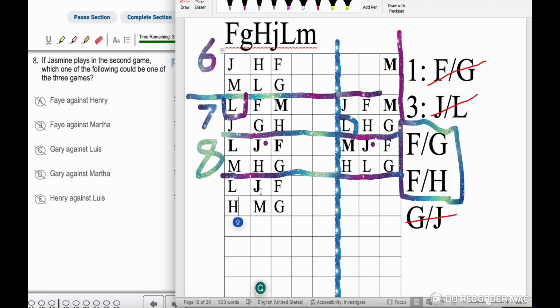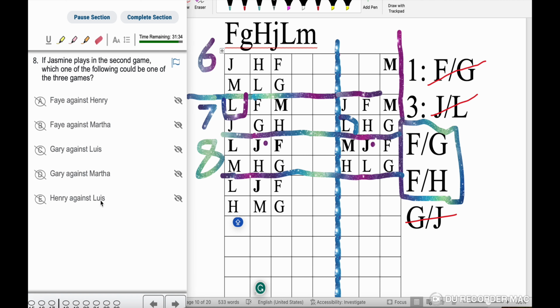Right now, I created another 3rd world, so I got 1, 2, 3 for question 8. I got J in the second position, F against G, J against M, and L against H. And all of these meet the condition, so let's go ahead and use this one. So for the second game, Jasmine plays F against H. We don't see F against M. We don't see G against L. We don't see G against M. We don't see H against L. We do see that one. Let's go ahead and choose it. Answer E, H against L.